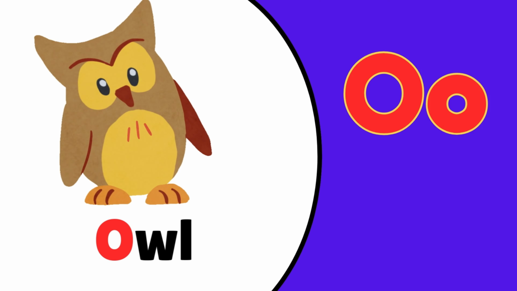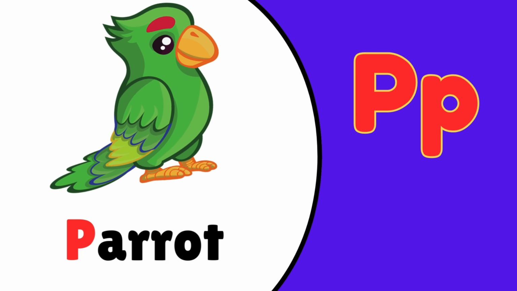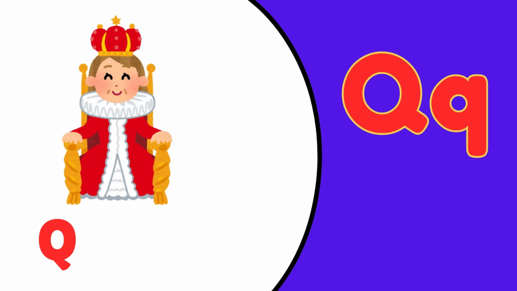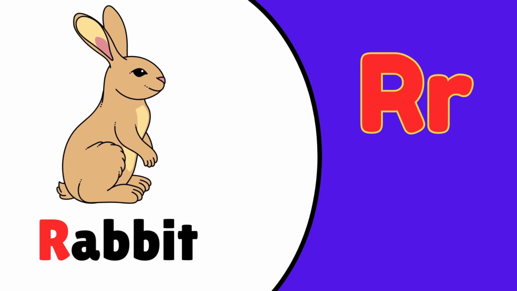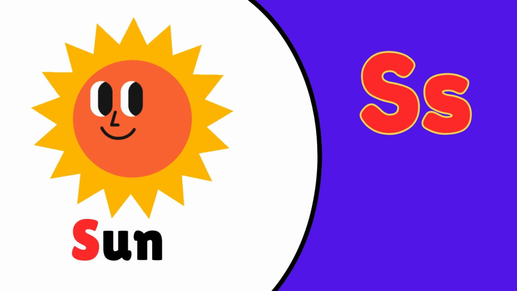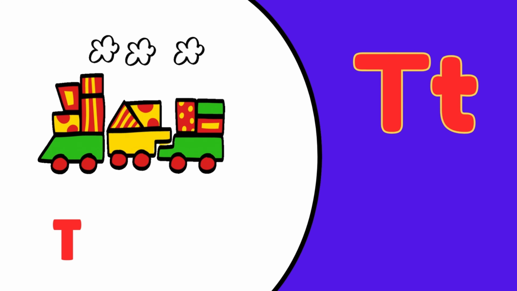O for owl. P for parrot. Q for queen. R for rabbit. S for sun. T for train.